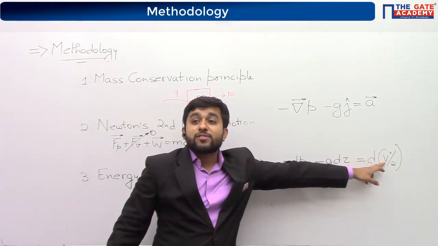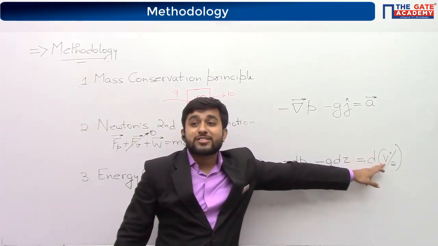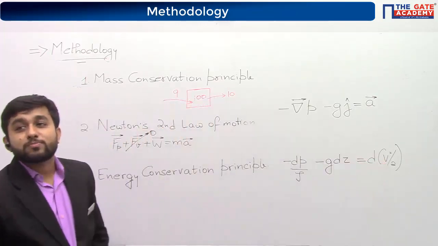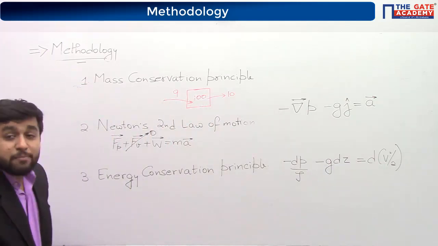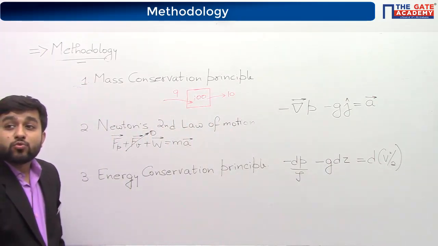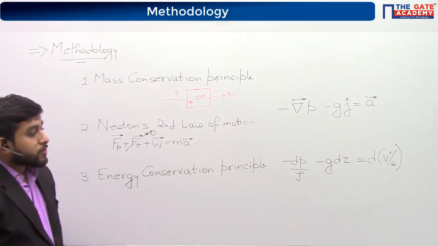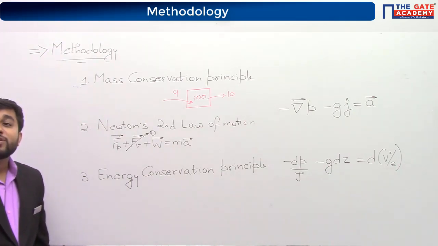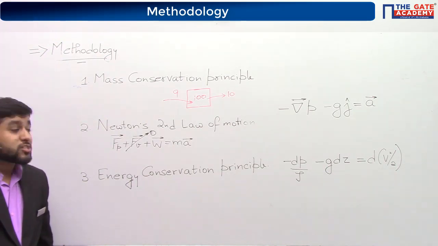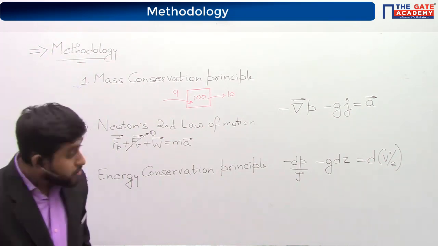V is the velocity vector, magnitude of velocity, speed. Jyoti, V is the magnitude of velocity. V by 2, V square by 2. The derivative of V square by 2 represents change in kinetic energy. V square.